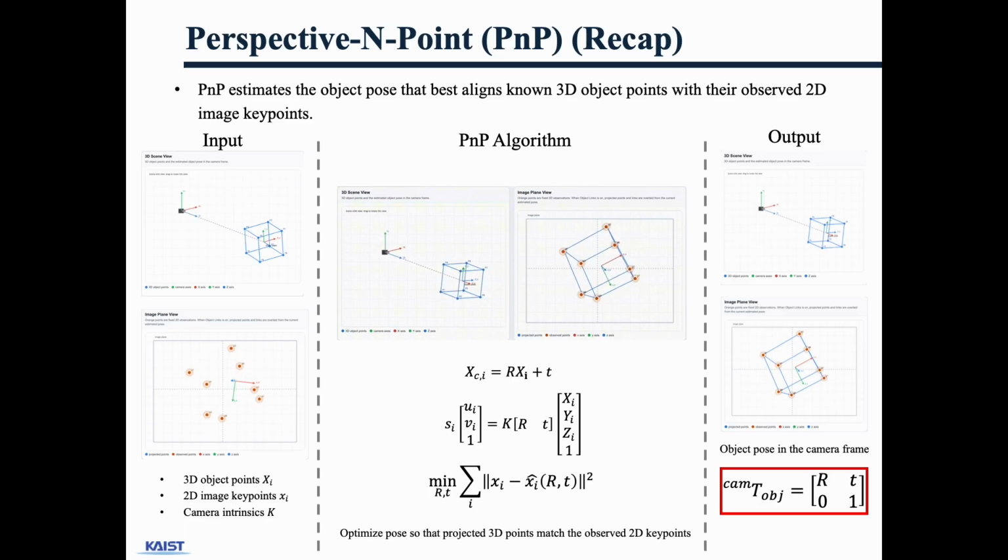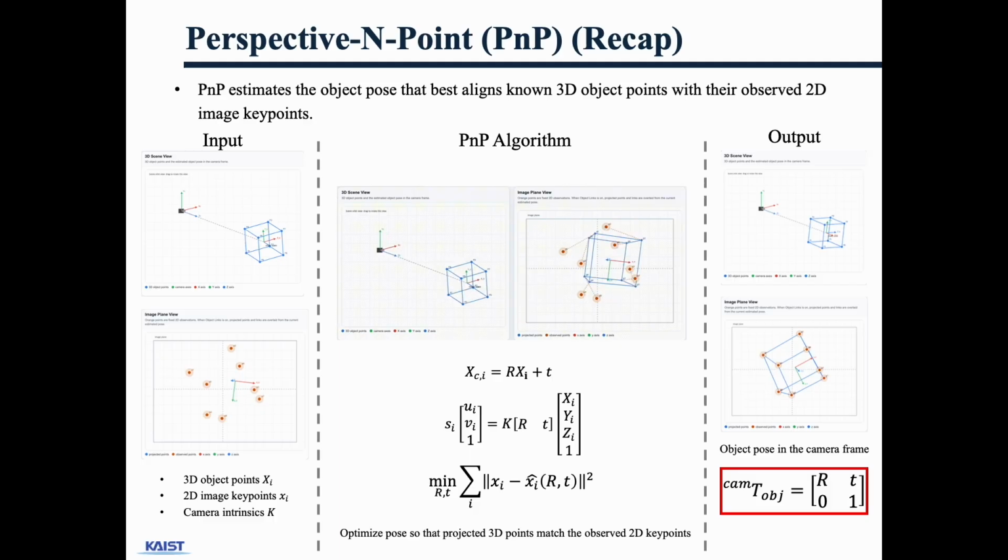First, we need known 3D object points. These are points defined on the object model, such as corners or key points. Second, we need the corresponding 2D image key points. These are the locations where those 3D points appear in the camera image. Third, we need the camera intrinsic matrix, K, which describes the camera parameters, such as focal length and principal point.